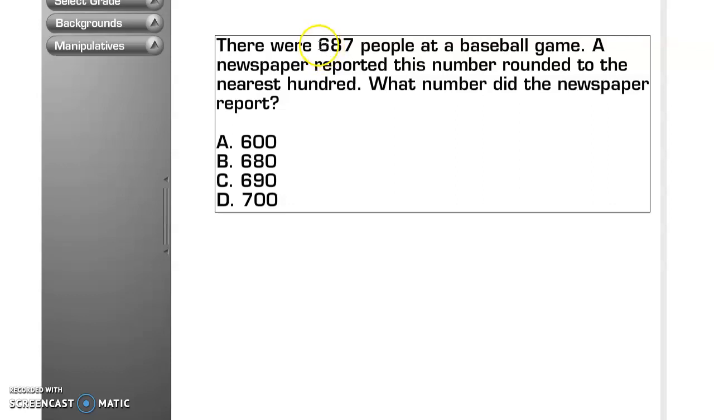So we're looking at the 6, and then we're going to look right next to it to its neighbor. Well, we know that 8 is more than 5, so that means that this 6 needs to turn into a 7, and the rest turn into 0. So it would be 700, which would be letter D.